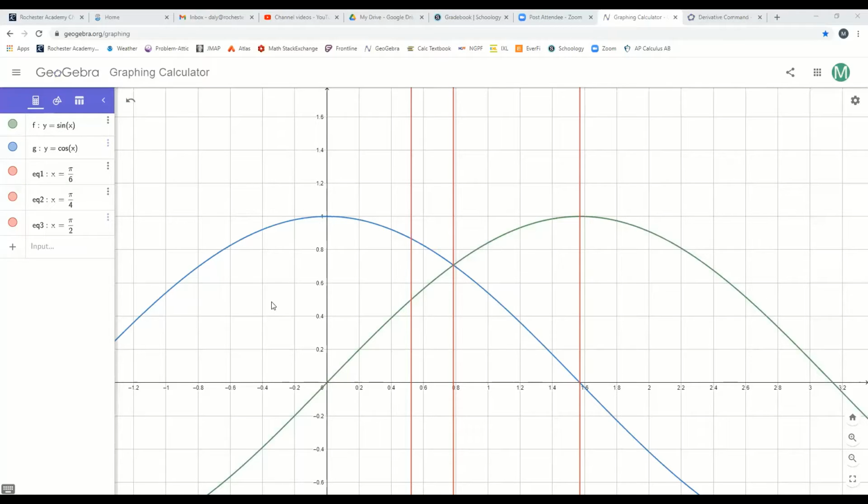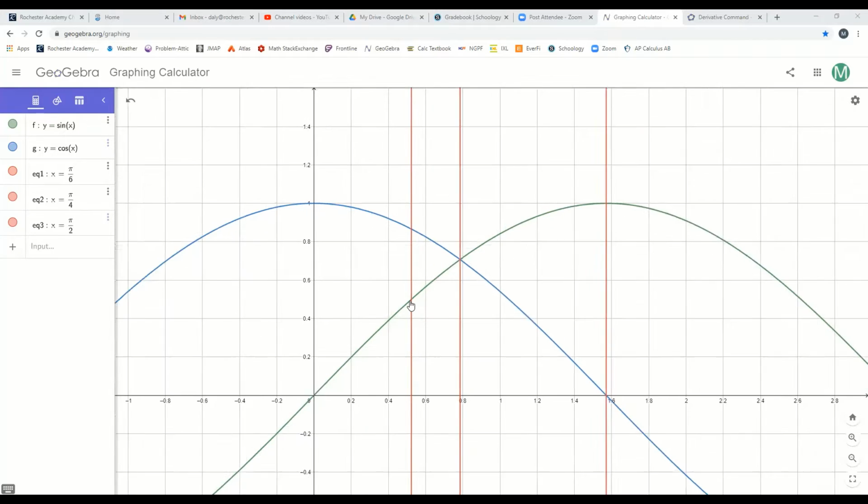So share screen. All right, so here we are in GeoGebra, and the green curve here is the sine function. You can see my definitions over here. My green curve is the sine function, my blue curve is the cosine function, and then the 3 points of x that I was interested in, pi over 6 radians, pi over 4 radians, and pi over 2 radians, are these vertical red lines. All right, so let me do the pi over 6 example.